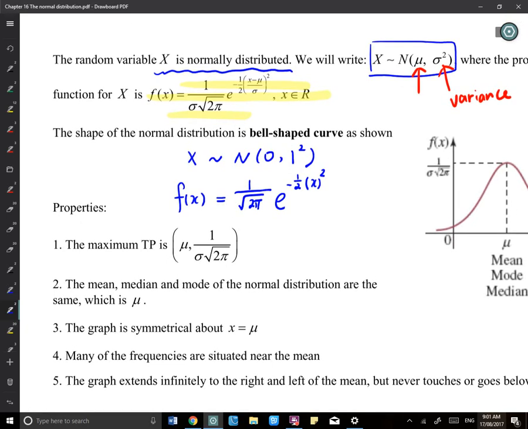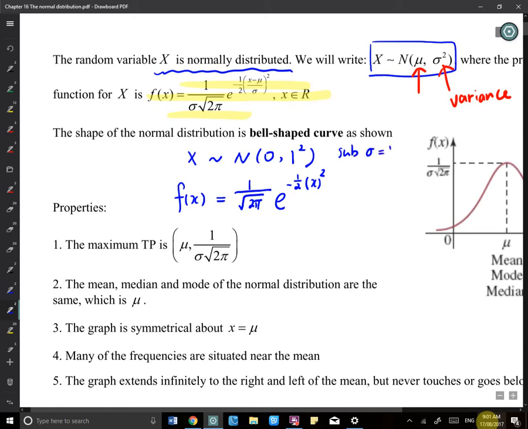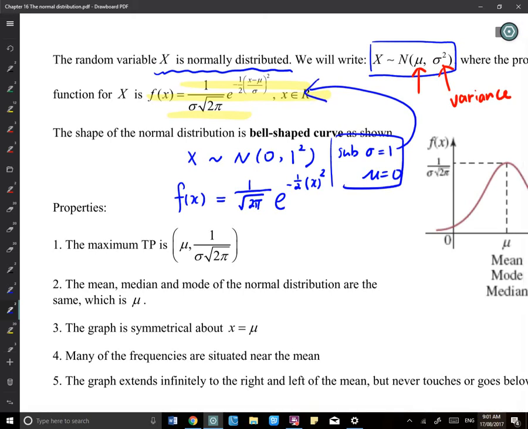You just sub sigma equals 1 and mu equals 0 into that function, and you will have that one. That's the simplest form for that.